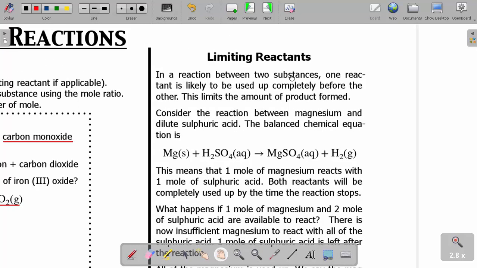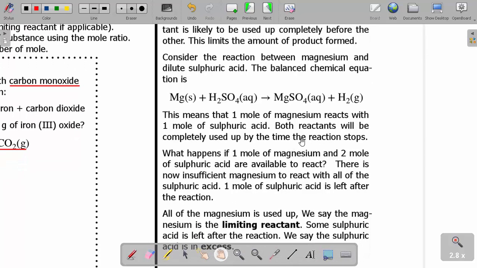Another important part is limiting reactants. They say in a reaction between two substances, one reactant is likely to be used up completely before the other. This limits the amount of product formed. Consider the reaction between magnesium and sulfuric acid. The balanced chemical equation is magnesium plus sulfuric acid to give magnesium sulfate plus hydrogen gas. This means that 1 mole of magnesium reacts with 1 mole of sulfuric acid. Both reactants will be completely used up by the time the reaction stops.